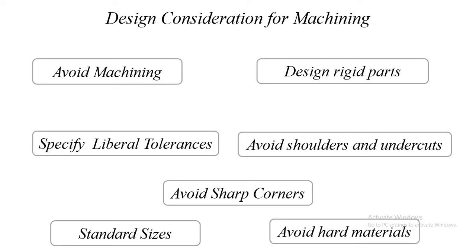Here are few design considerations to be considered by the designer while making a machining component design. First and foremost is avoid machining. Machining is an expensive manufacturing process as compared to casting and forging. So it is advised that it should be avoided as far as possible.